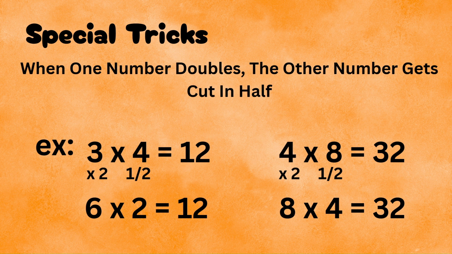When one number doubles, the other is cut in half. 6 is double of 3, and 2 is half of 4. This means they have the same product. Then, 8 is double of 4, and 4 is half of 8. This means they have the same product as well.